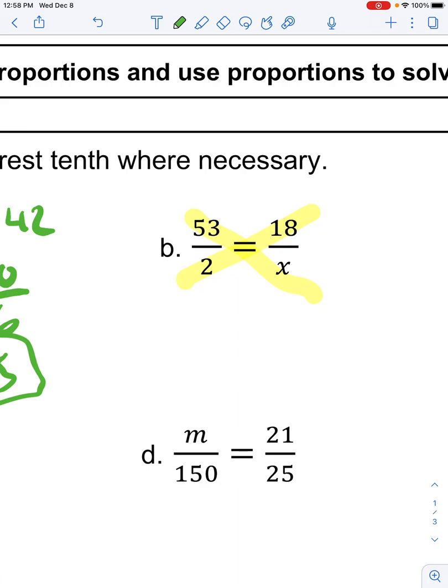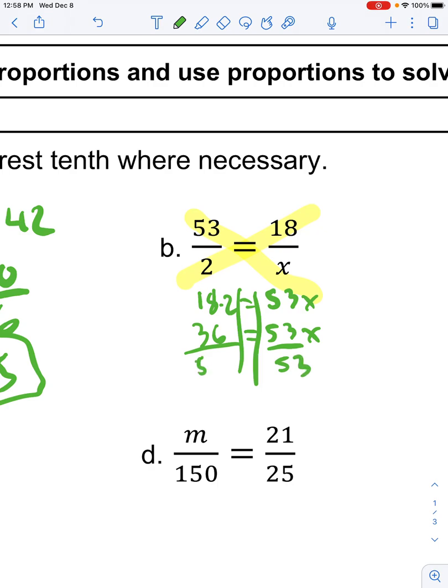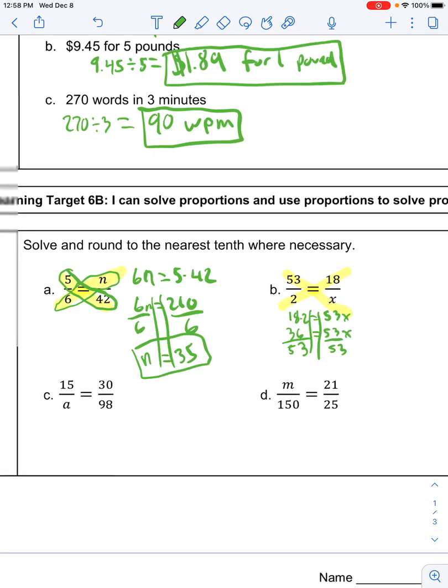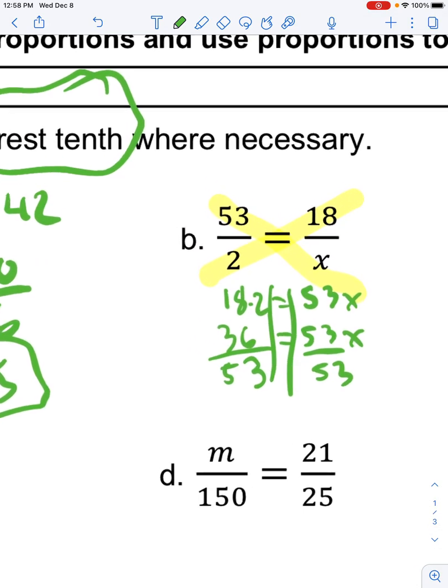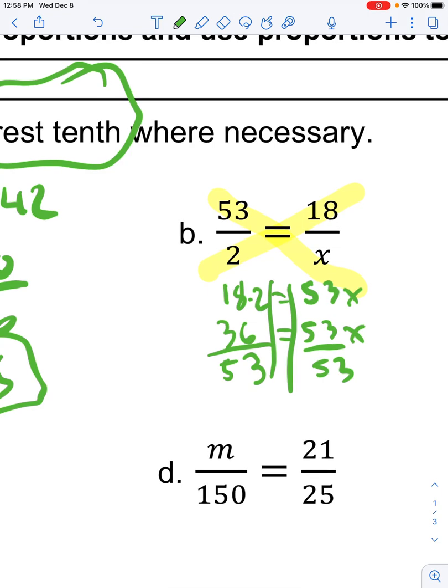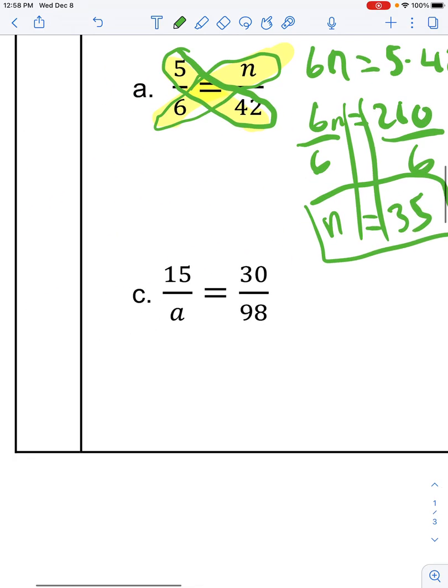Cross multiply. 18 times 2 equals 53x. That's going to give me 36 equals 53x. Divide by 53 on both sides. And I'm going to get a decimal, I bet. Let's see here. 36 divided by 53 is 0.679245. And in this case, it says round to the nearest tenth. So I'm going to say 0.67 would round up to 0.7. So x equals 0.7.